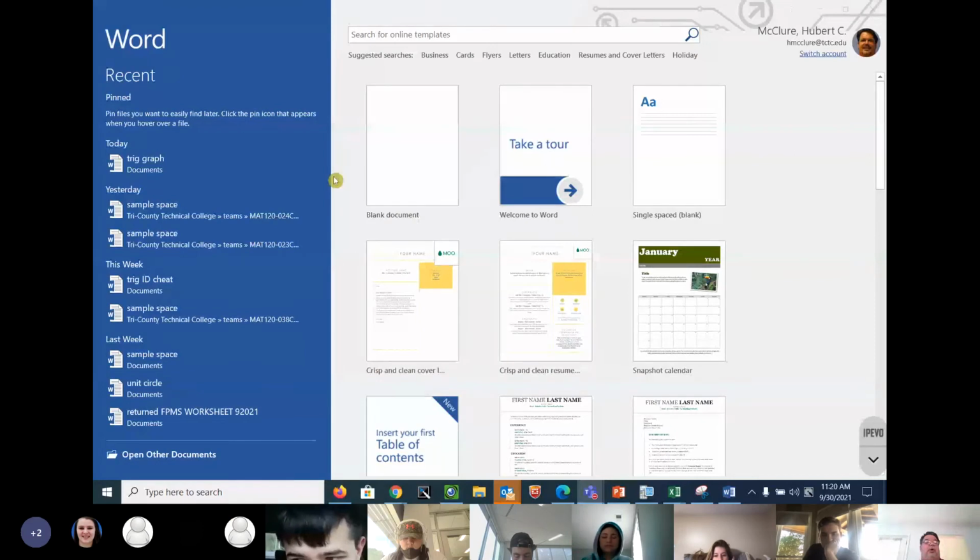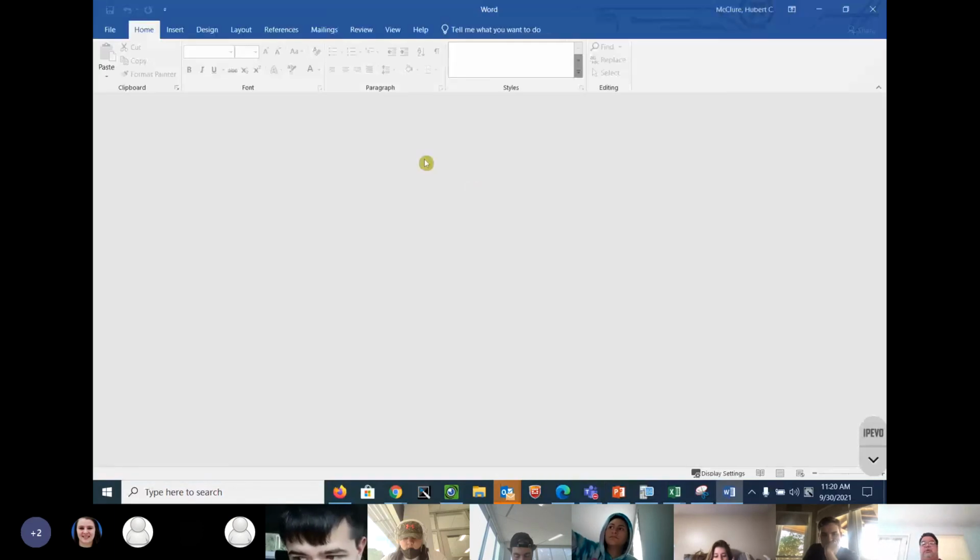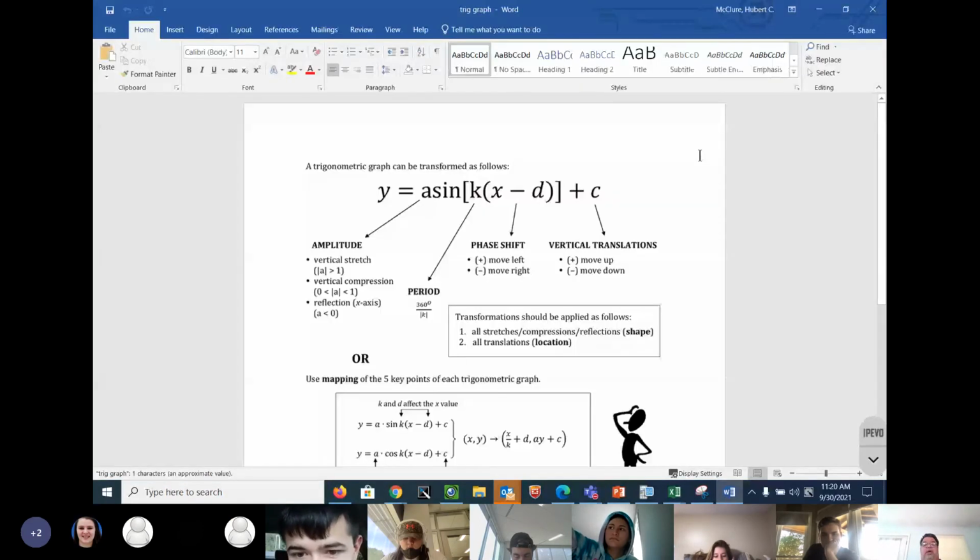I think I called it trig graph. I sent it to y'all. The A in front tells you if it's skinny, if it's vertical, if it's squatty or wider, if it's reflected around the x-axis, meaning negative.